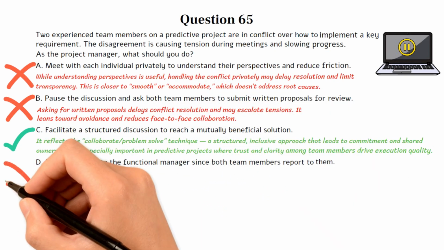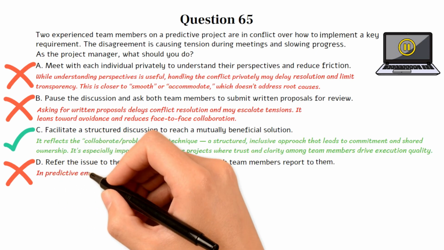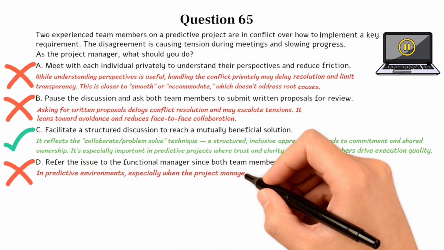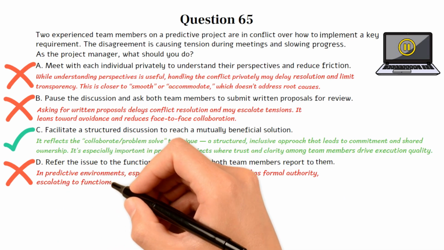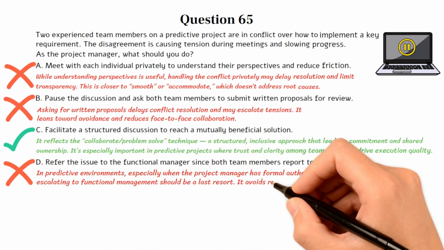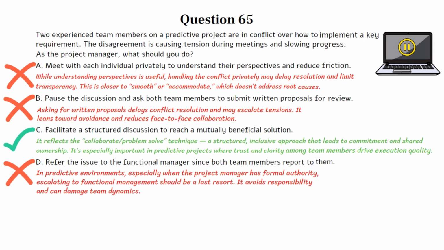Choice D is incorrect. In predictive environments, especially when the project manager has formal authority, escalating to functional management should be a last resort. It avoids responsibility and can damage team dynamics. Let's move on to the next question if you're ready.